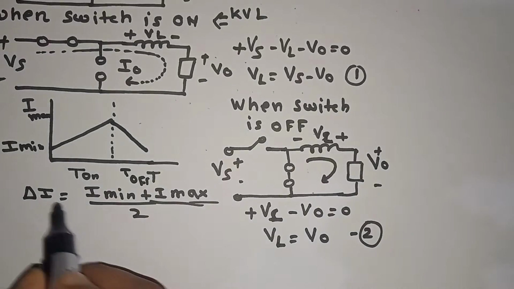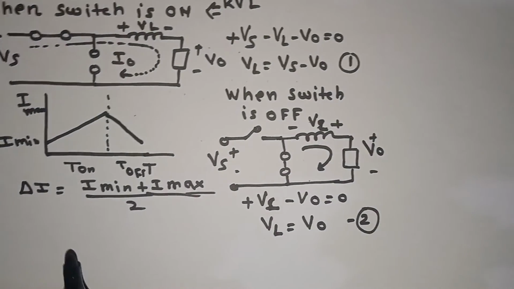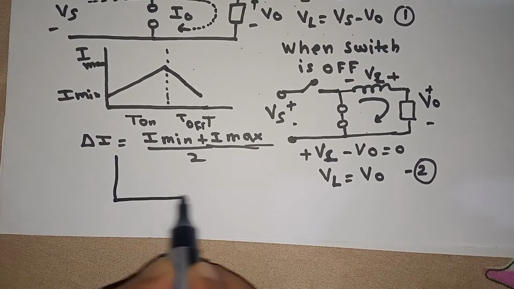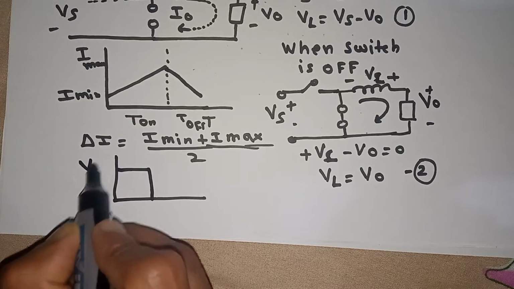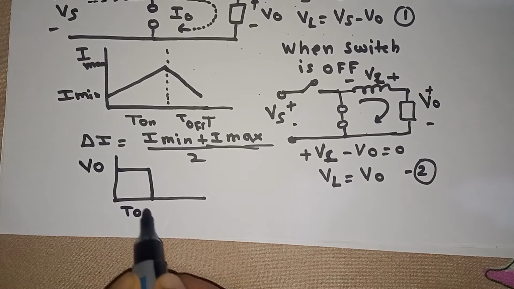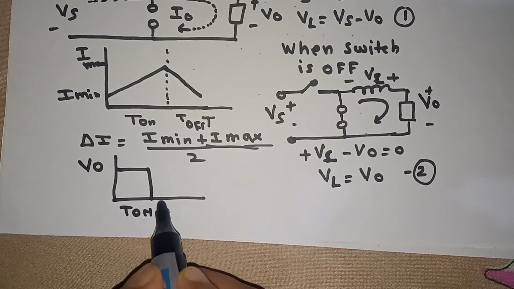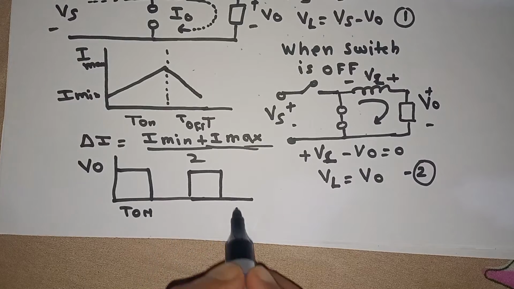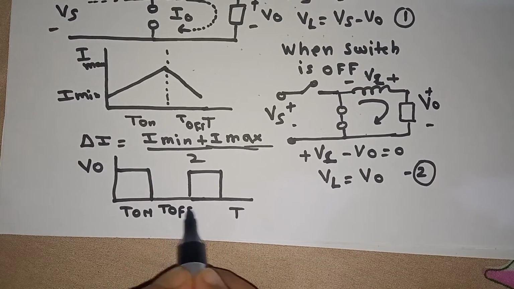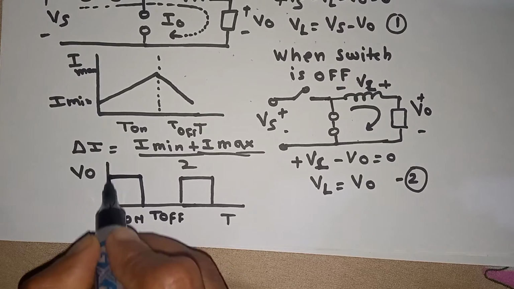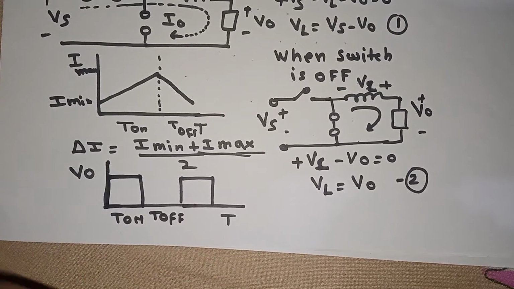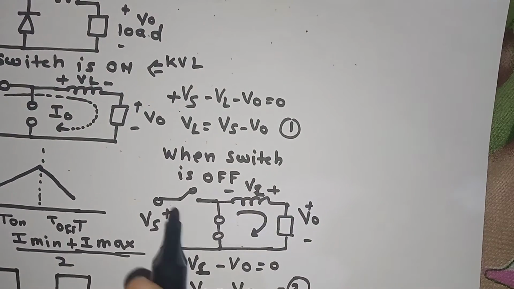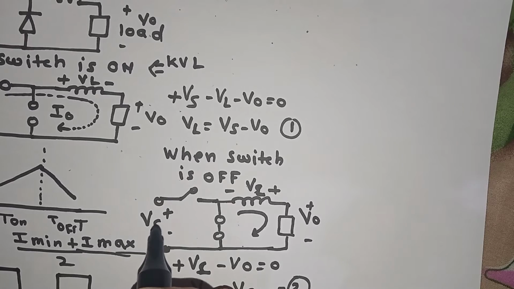Again, the delta I average current we can find out. Now we can see during on time we are getting the voltage VO, and this is the on time, and in off time there is no voltage. So this is the off time. This is the area we will get in the voltage VO. Now we can find the expression of output voltage in terms of supply voltage.